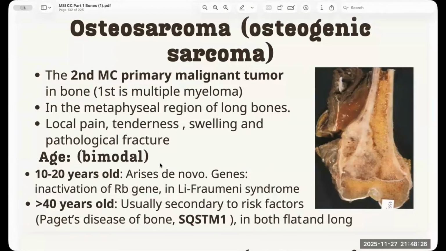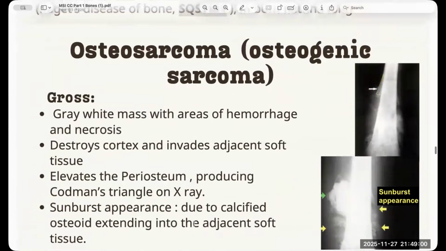Its age is bimodal, so it shows in two age groups. The first one is 10 to 20 years old. It arises de novo, and the gene causing it is the inactivation of the retinoblastoma gene, or the RB gene, as in Li-Fraumeni syndrome. The second age group, which is above 40 years old, is usually secondary to one caused by a mutation of SQSTM1. It shows in both flat and long bones.